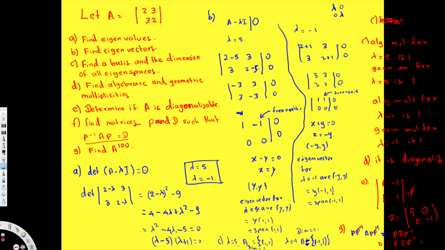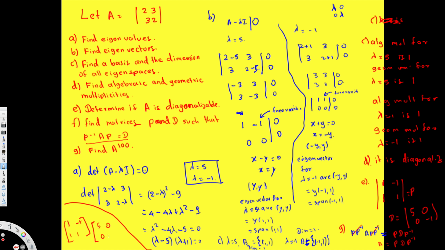So what is it going to give us? We know P already is 1 minus 1 1 1, and we simply substitute. I will continue here. We simply put that value here: 1 minus 1 1 1, and then multiply this by D. D here is 5 0 0 minus 1.